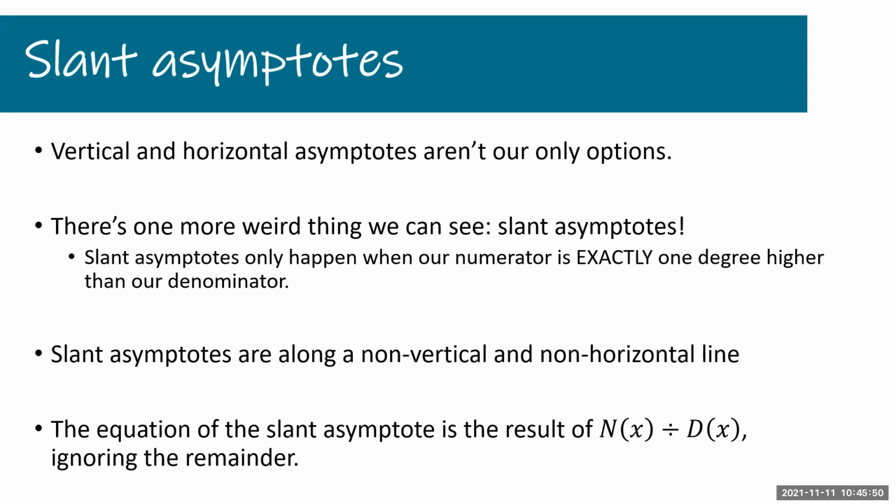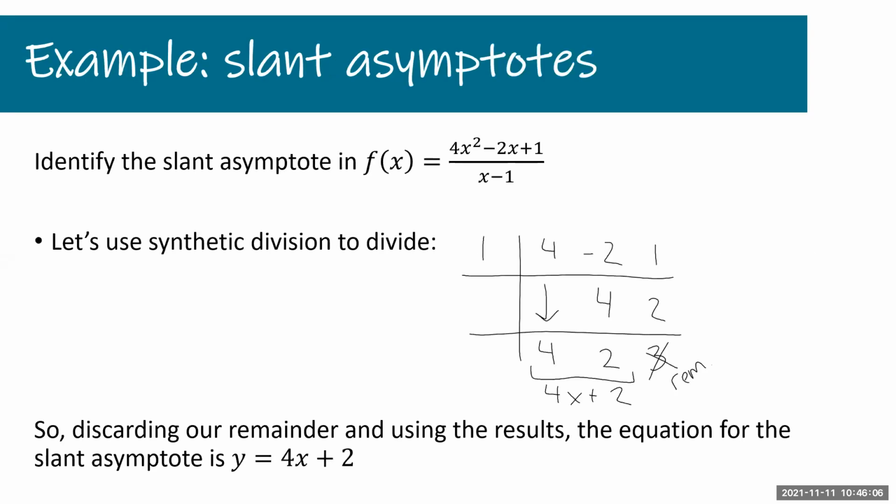And this is where our previous section comes back. The equation of the slant asymptote is the result of our numerator divided by our denominator, ignoring any remainder. So for our class, we're going to use synthetic division to talk about slant asymptotes. If we want to identify the slant asymptote in this function, (4x squared minus 2x plus 1) over (x minus 1), notice that our degree on top is x squared, so 2. Our degree on bottom is x, so 1. 2 is exactly 1 higher, so we're going to have a slant asymptote. So we need to divide by x minus 1.